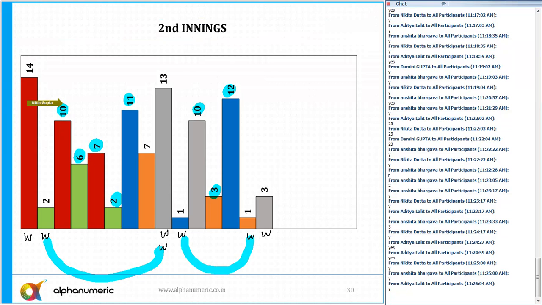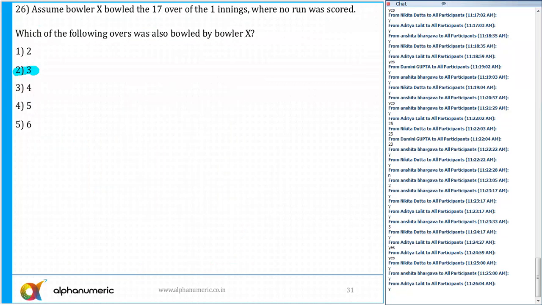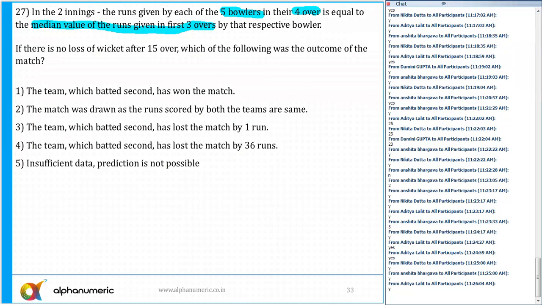Okay, again, look at the language of the question, all of you. In the second inning, the runs given by each of the 5 bowlers in their 4 overs is equal to the median value of the runs given in the first 3 overs by that bowler.